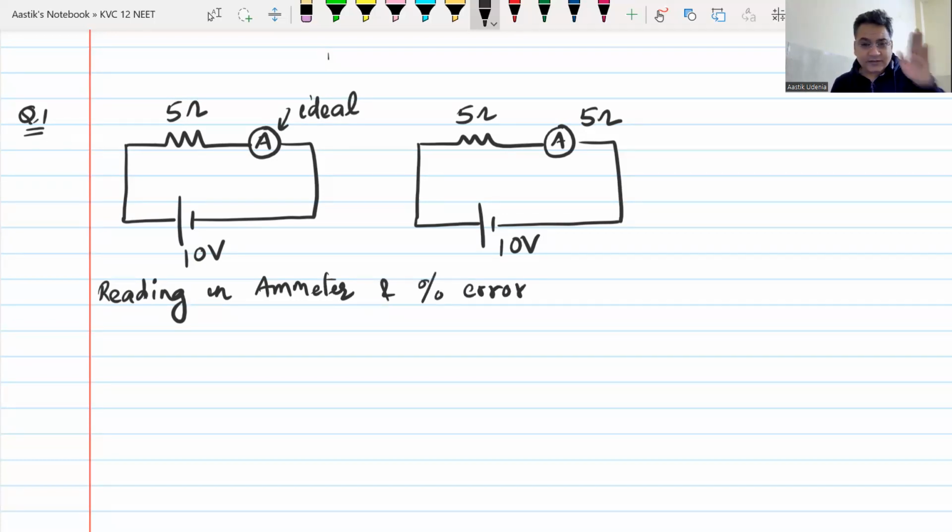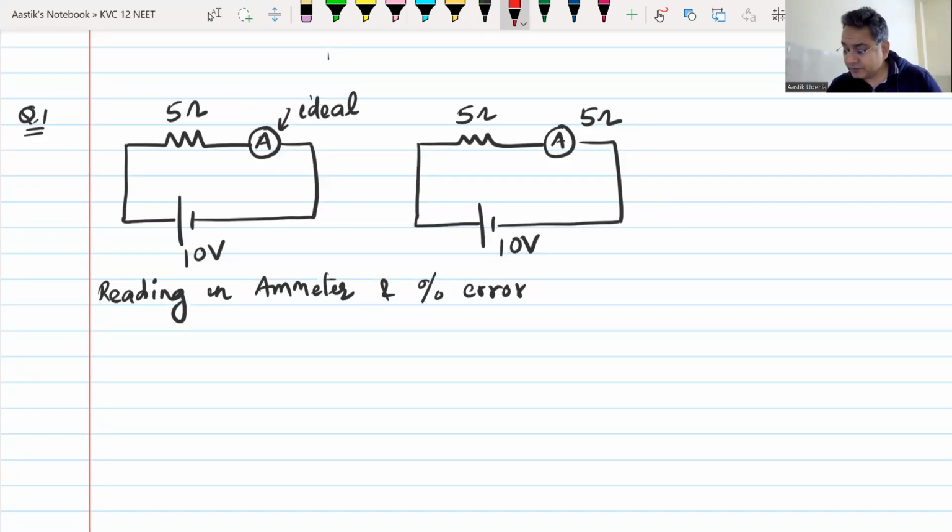In the first case, the ammeter will give you the correct value of current. In the second case, there would be an error. You have to find the percentage error. I'll give you 2 minutes to give me the answer for this one. Do you know how to do this?